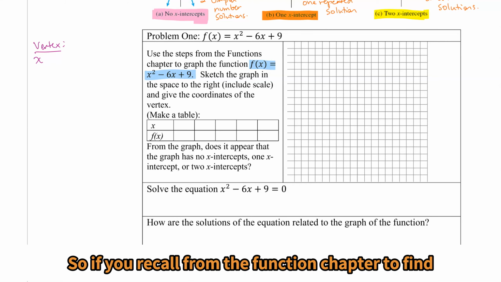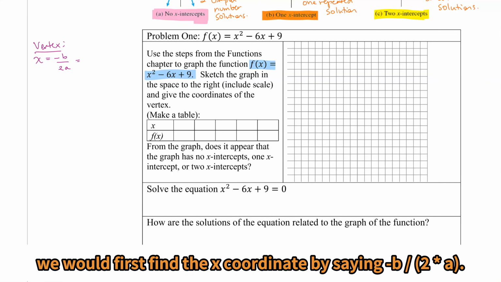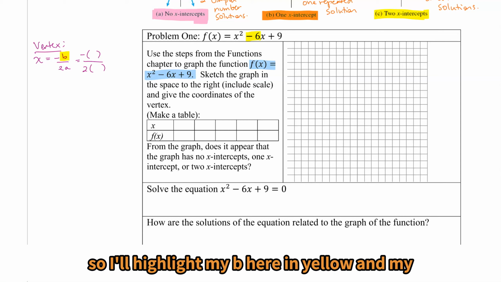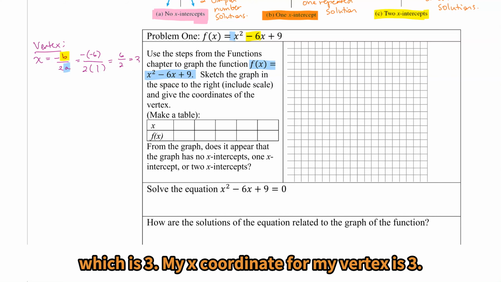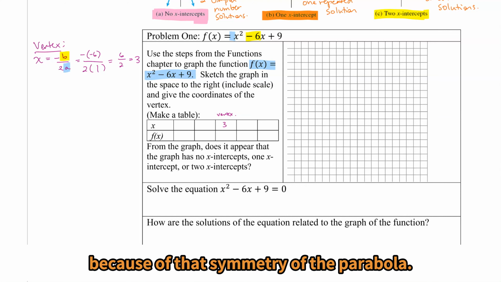If you recall from the function chapter, to find the vertex of a quadratic function, we would first find the x-coordinate by saying negative b divided by 2 times a. So negative b over 2 times a. My b is negative 6, so I'll highlight my b here in yellow and my a in blue. b is negative 6, a is 1, and so I have 6 over 2, which is 3. My x-coordinate for my vertex is 3. I like to put my vertex in the middle on my table because of that symmetry of the parabola.